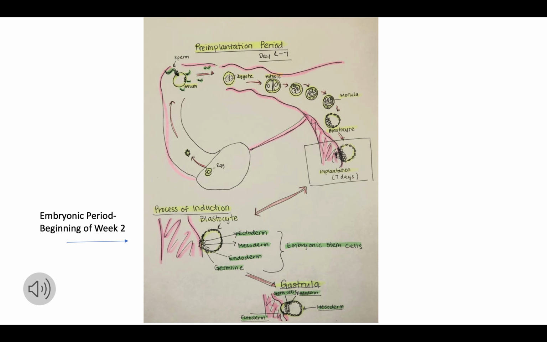The blastocyte consists of an inner cell mass comprised of embryonic stem cells: the ectoderm, mesoderm, endoderm, and the germline, and each one is responsible for different organs and structures. The ectoderm is responsible for the brain and the skin, the mesoderm for the muscle, blood, bone, and the cartilage. The endoderm is responsible for the lung, gut, and the liver, and the germline for the sperm and the egg.